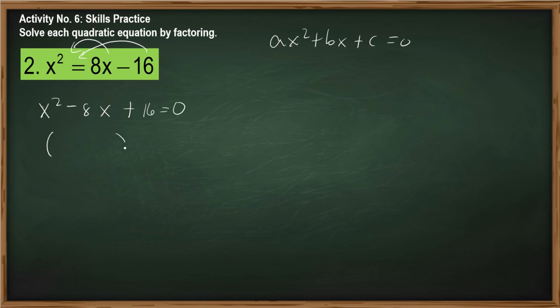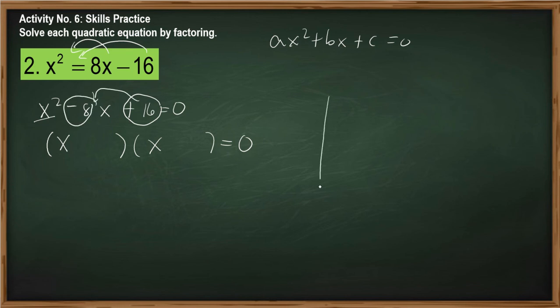Then we prepare two parentheses here where we can write our factors. Let's start with x squared. The factors of x squared are x times x. Then, next step is we look at positive 16. Think of the factors of positive 16 that when added, the sum is equal to negative 8. So, ano yung mga factors ng 16? So, we have 4 times 4. But when we add 4 and 4, the sum is equal to positive 8. What we need here is negative 8.